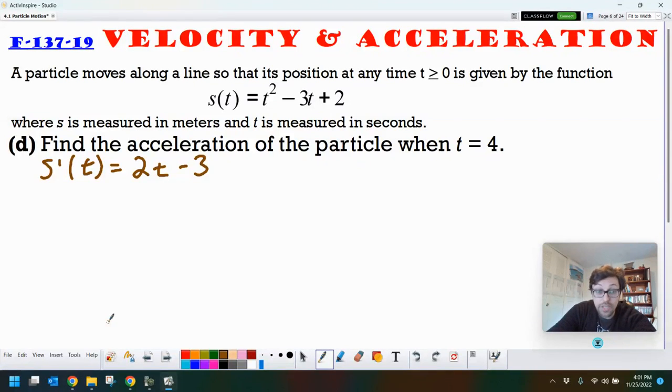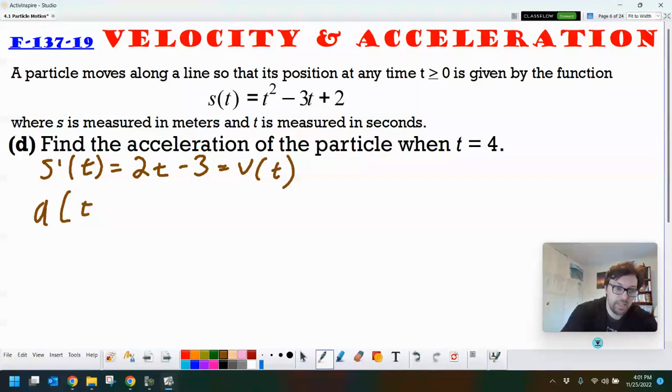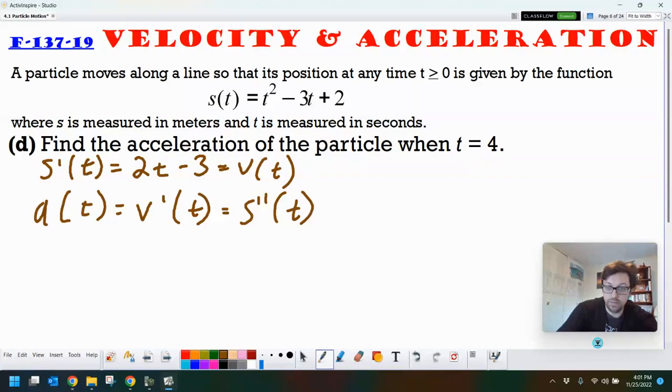To find the acceleration of the particle, we need to take the derivative of s prime, because this is v of t. To find a of t, we need the derivative of v. Or you can also just say, hey, we need s double prime of t. So the derivative of that thing is going to be just 2. So finding it when t equals 4 is easy. The acceleration is constant. It's constantly accelerating at 2.